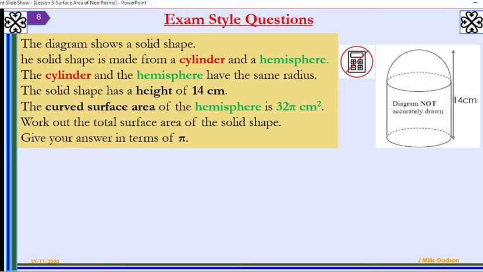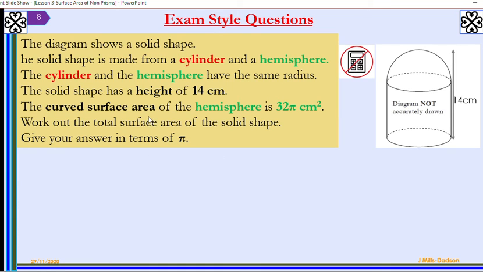If you look at this question, for example, it shows a solid shape made of a cylinder and a hemisphere. It's given to us that the cylinder and hemisphere have the same radius, but we don't know that radius, so we might need to work it out. The solid shape has a height of 14 cm, including the cylinder and the hemisphere.